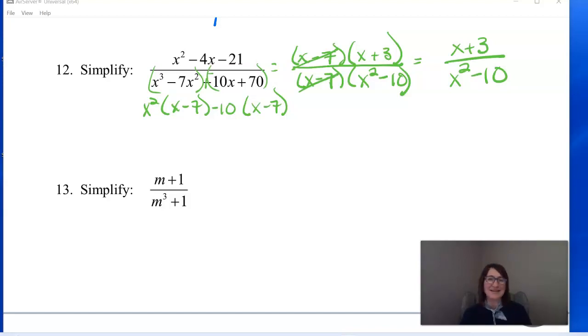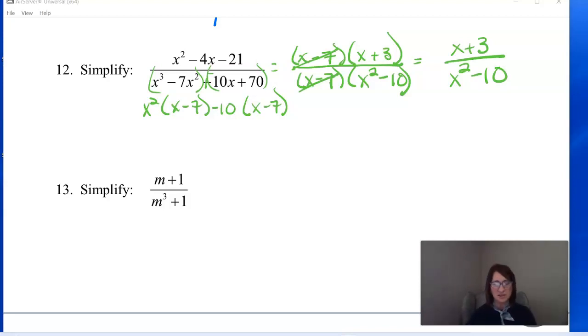That x squared minus 10 is not a difference of two squares. 10 is not a perfect square. Yes, I know that 5 plus 5 gives me 10, but that's not how perfect squares work. It would need to be 5 times 5, which would actually be 25.